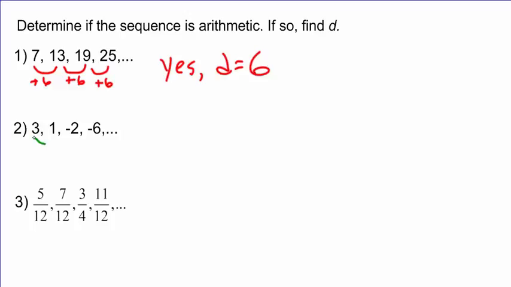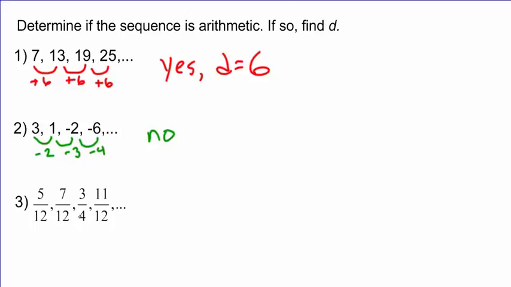Okay, same principles. If I look at number 2, I can see this one's moving downward. This goes -2, then -3. Okay, we already have a problem here. And -4. So there's clearly some type of pattern going on, but it's not an arithmetic sequence. So we would simply say no.